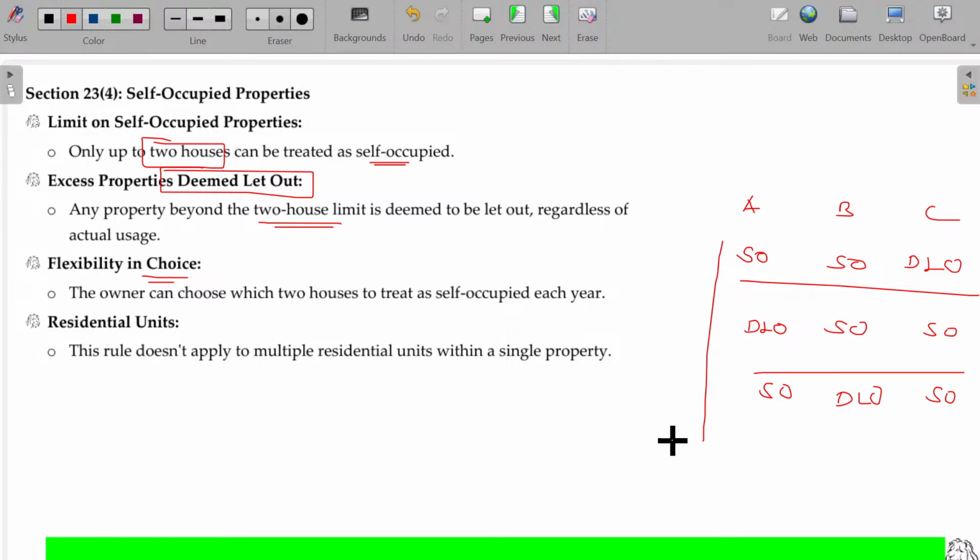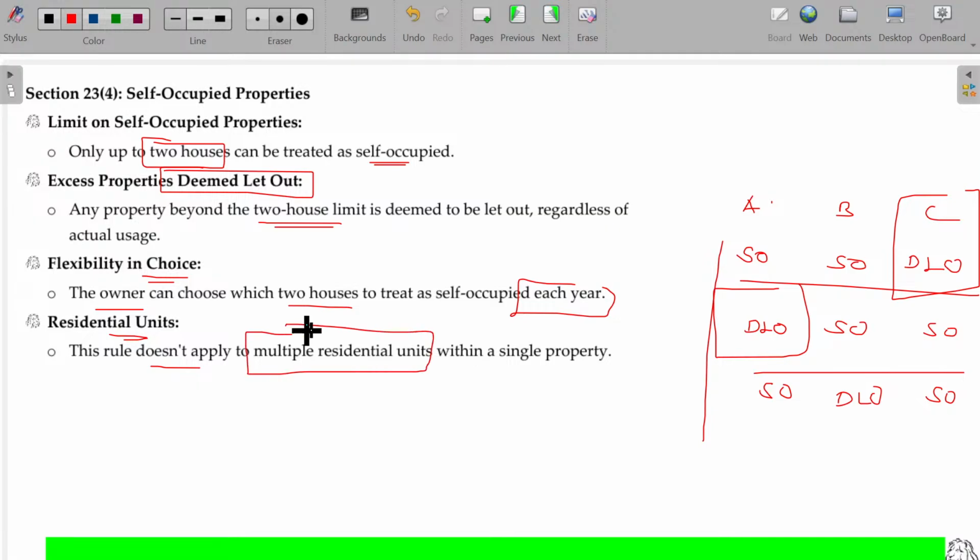This option will be exercisable year after year. In this year, you consider the C being the deemed to be let out. In the next year, considering A being the DLO, so that it will be more beneficial. Can I change? Of course, you can change. Each and every year, you can choose your own methods. The owner can choose which 2 houses to treat as self-occupied each year. This rule does not apply to multiple residential units within a single property. This will not be applicable.